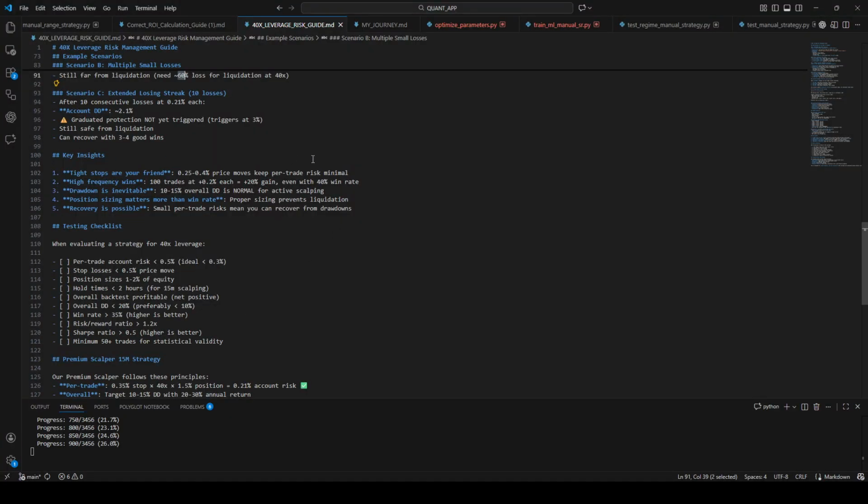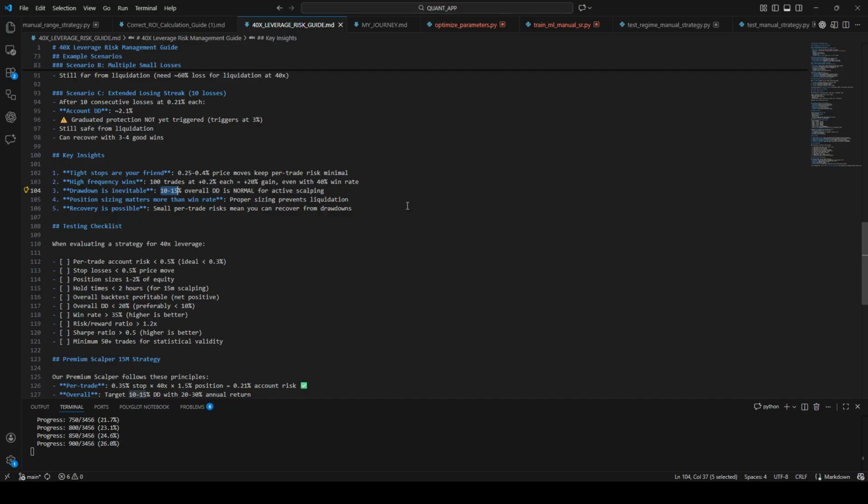So the key insights: tight stops are your friend. Price move, keep per trade risk minimal. High frequency wins, 100 trades at 0.2 each equals 20% gain, even with 40% win rate. Drawdown is inevitable, 10 to 50% overall drawdown is normal for active scalping. So actually he's telling me to make the choice here.